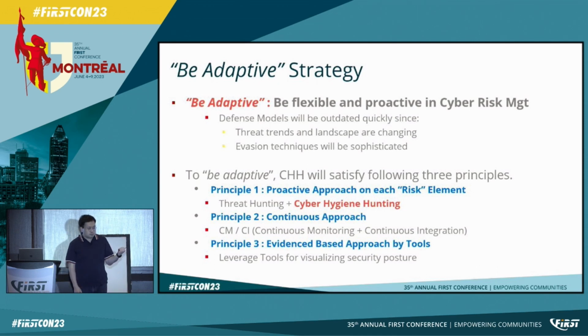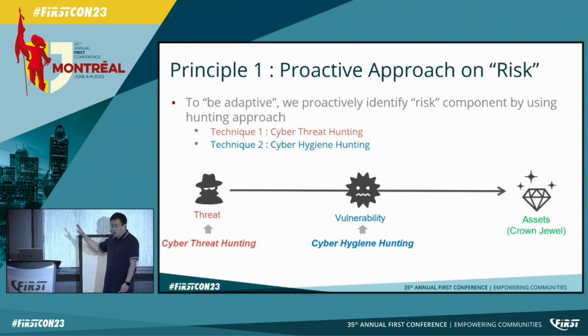In order to be adaptive, we try to satisfy the following three principles. The first principle is the proactive approach, as I mentioned. We try to tackle each risk element. I'd like to explain that later. Second, the continuous approach, which I'd like to explain in much more detail. Thirdly, the evidence-based approach by tools. I'd like to explain how we implement this in cyber hygiene hunting.